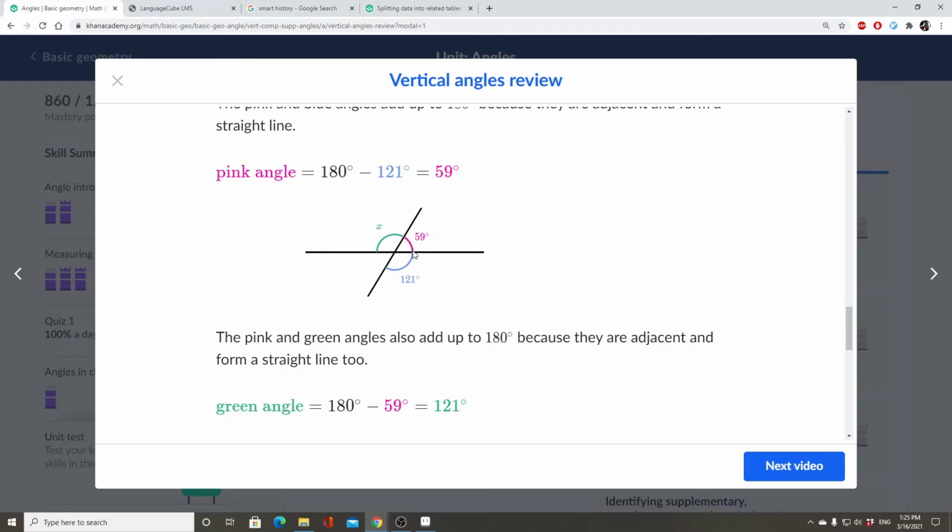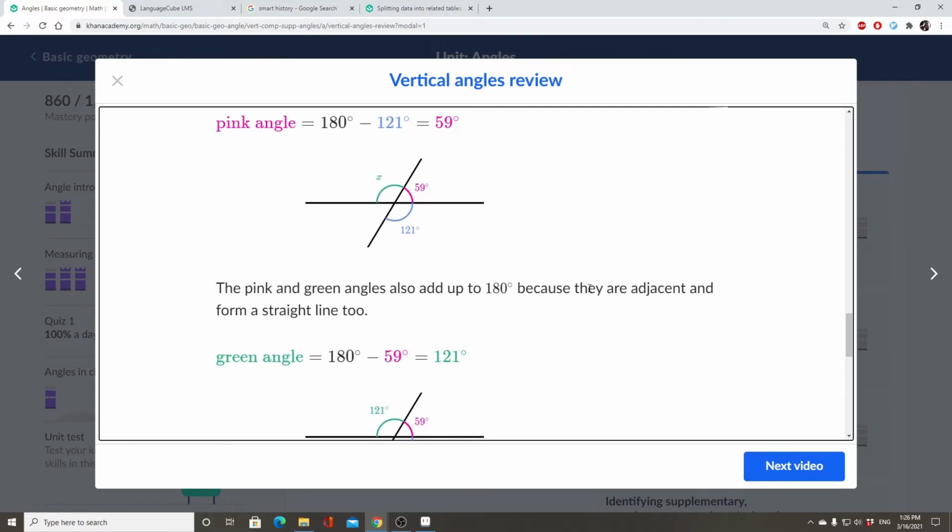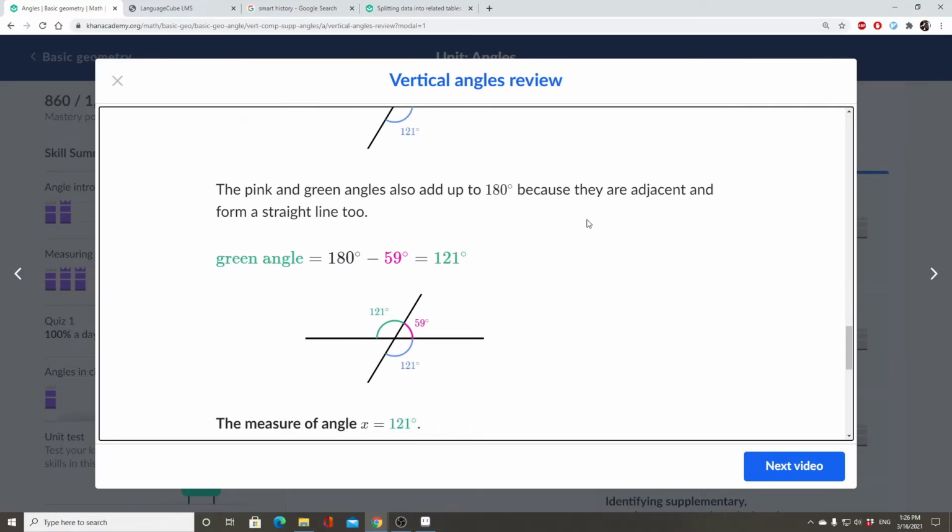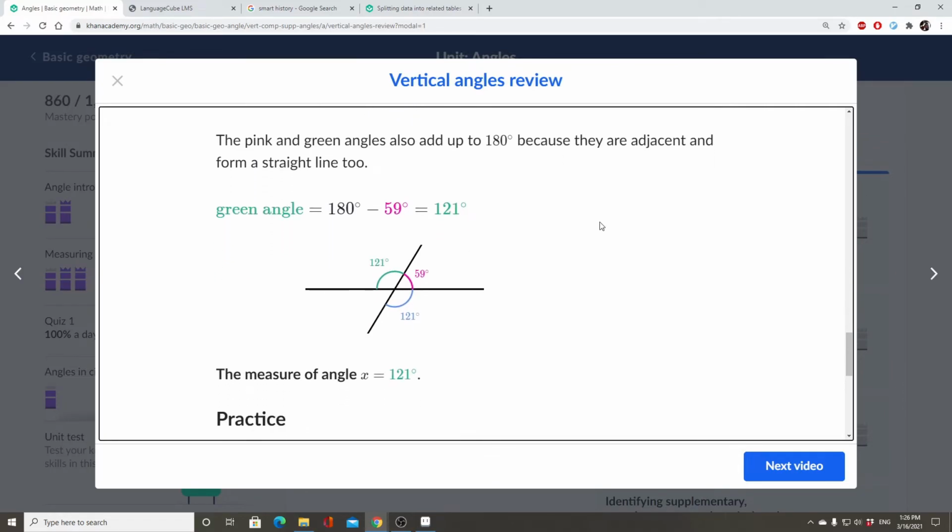And then now we can figure out, because this is also a 180 degree line or angle, by subtracting 59 from 180 as it says down here. The pink and green angles also add up to 180 because they are adjacent and form a straight line too. Again, this is very basic, but it's pretty cool. It's so simple. The measure of angle X then is 121.